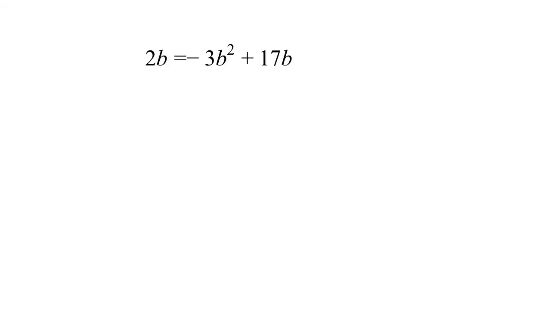All right, what if we had something that looked like this? We've got 2b is equal to negative 3b squared plus 17b. Remember, in order to factor an equation, it needs to be equal to 0. But this equation is not set equal to 0. We've got terms showing up on both sides of the equation. So what we want to do is gather all of the terms on one side. It doesn't matter whether they're like terms or not, but everything just needs to be on the same side.